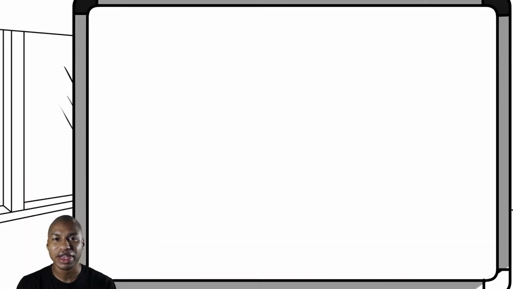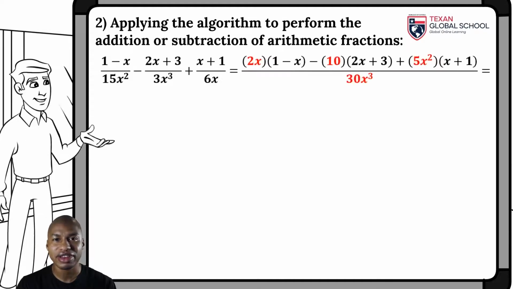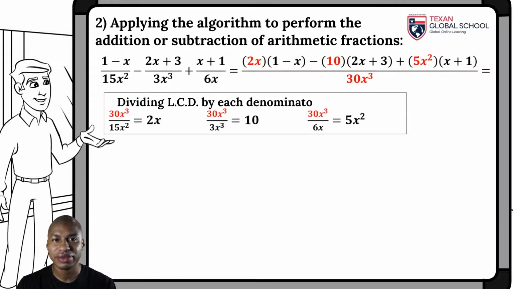We write the least common denominator as the resulting denominator of the resulting fraction. Now, we divide the 30x cubed by the denominator 15x squared. The result 2x is multiplied by the numerator 1 minus x. Now, we repeat the process for each fraction. We divide the 30x cubed by the denominator 3x cubed. The result 10 is multiplied by the numerator 2x plus 3.